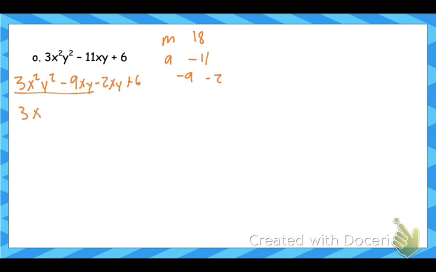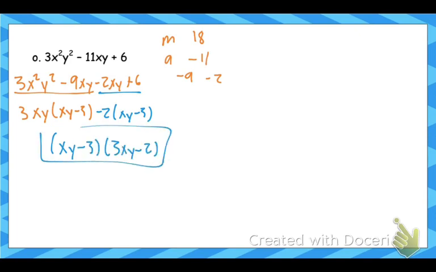All right, so again, one more, very similar to the ones we've done. We're looking for numbers that multiply to 18. They add to negative 11. So those two numbers are going to be negative 9 and negative 2. Rewrite our problem. Keep our variables consistent. Out of the first two terms, 3xy would come out. Out of the next two terms, minus 2 would come out. So my factors would be xy minus 3 and 3xy minus 2.